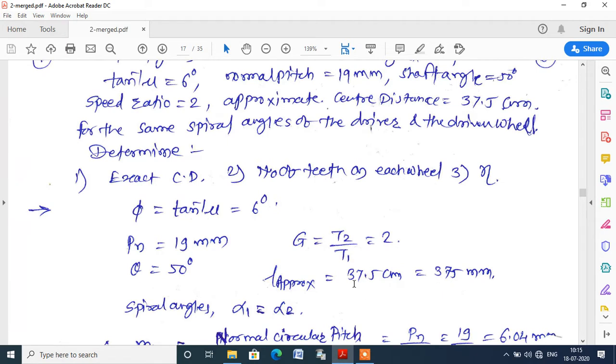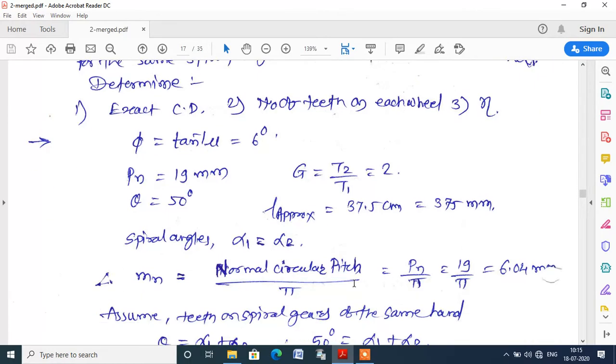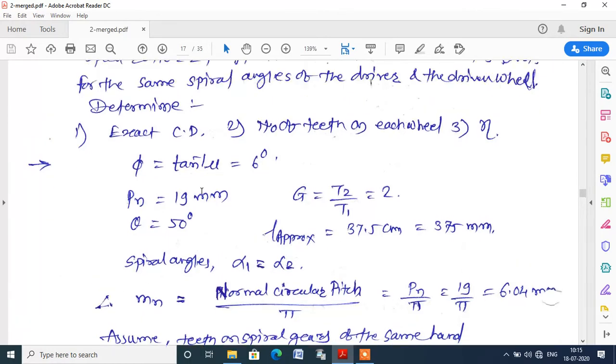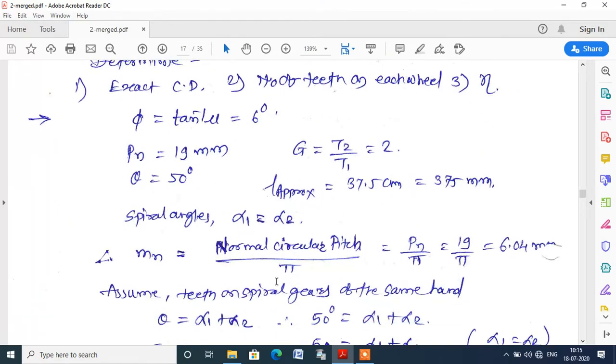Now here the condition is mentioned, same spiral angle, so alpha 1 equal to alpha 2. Now normal pitch is given, so we can calculate normal module. Normal pitch is circular pitch, so module is Pn divided by pi, 19 by pi, it is coming 6.048. Just check the answer with the calculator.